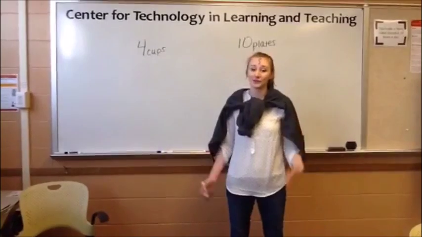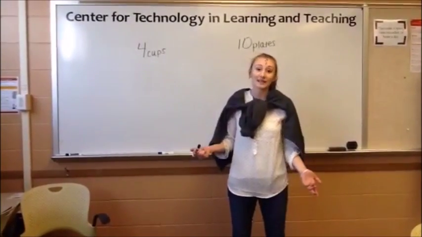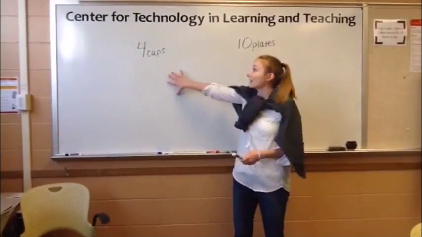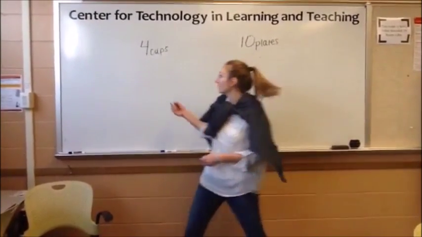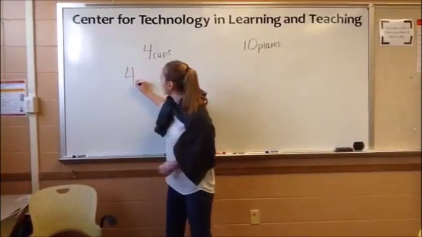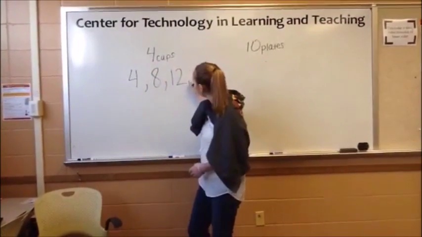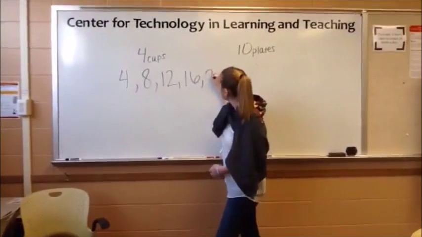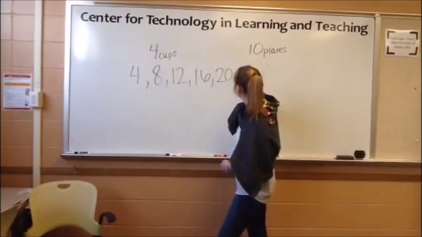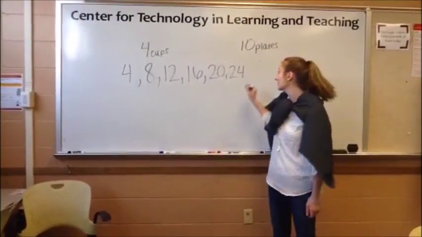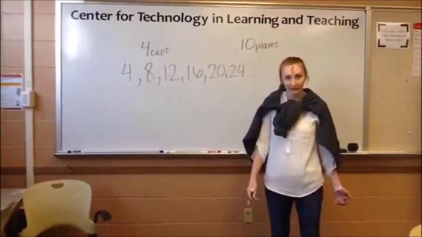There are 2 different ways that we can help him solve this. The first way is the list method. Again, this is really similar to skip counting, so when we count for our 4, we can skip count by 4 to find our multiples. So 4, 8, 12, 16, 20, 24. I'm going to go ahead and stop there because this list can go on forever.